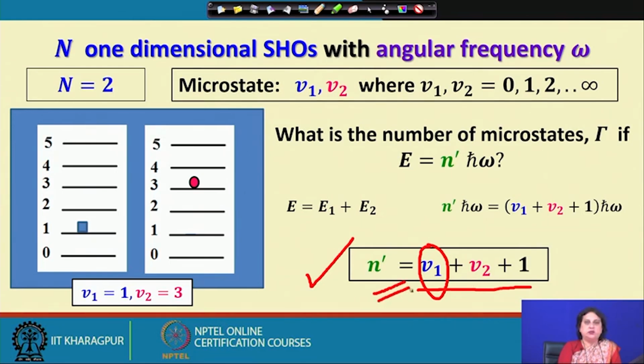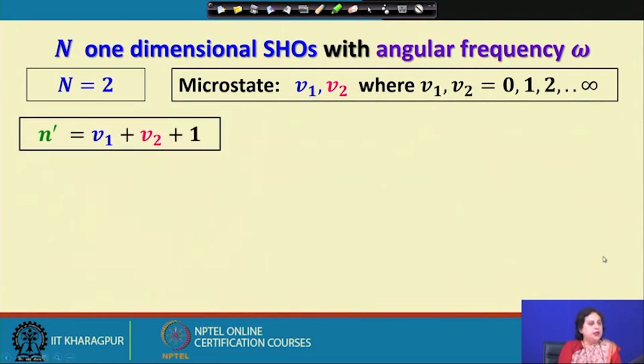satisfying this equation. Now, let us actually take one example and see what would be the number of microstates if I assign some specific value to n prime. So, let us assume that n prime is equal to 3, and correspondingly the total energy of the system comprised of the two one dimensional simple harmonic oscillators would be 3 h cross omega.